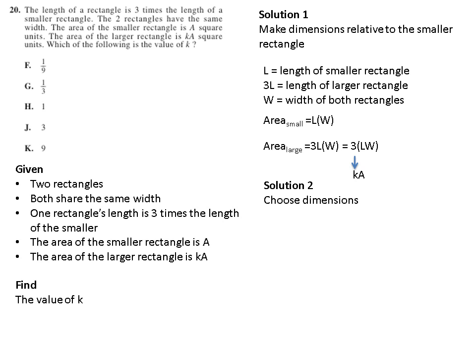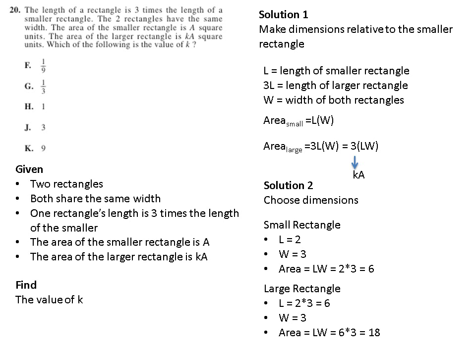An alternative way to do this is just to choose dimensions and roll out your calculations. So we'll declare the small rectangle having a length of 2 and a width of 3. So the area of a rectangle with those dimensions would be 6. We'll do the same with a large rectangle, but because you chose the smaller length, you have to multiply it by 3 because it's 3 times the length.